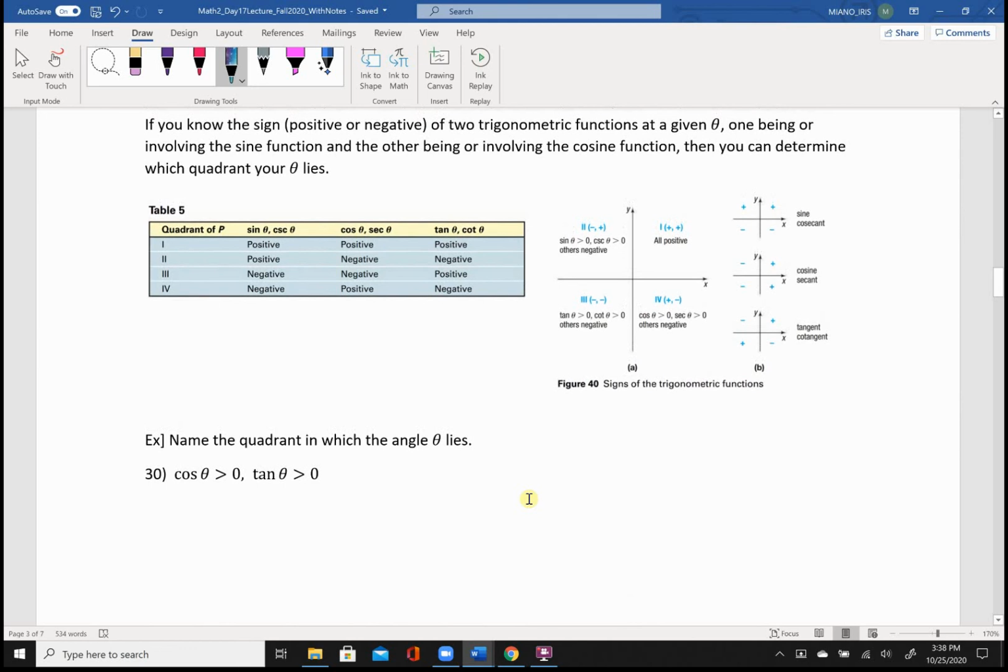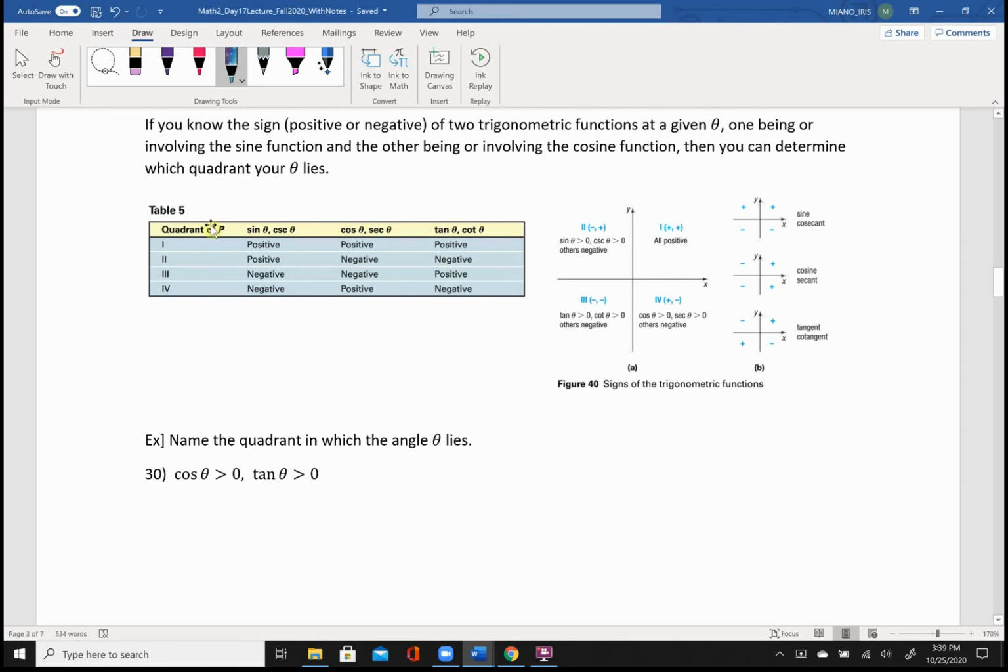So if you know the sign, either positive or negative, of two trigonometric functions at a given theta, where one of them has to involve the sine function and the other has to involve the cosine function, then you can determine what quadrant your theta lies in. And this is very important information, particularly for some of the applications that you have coming up.